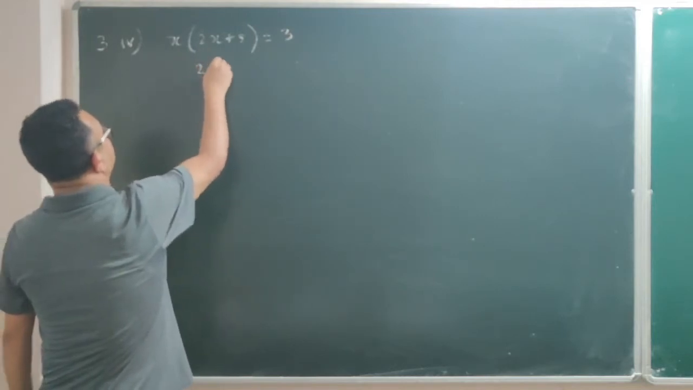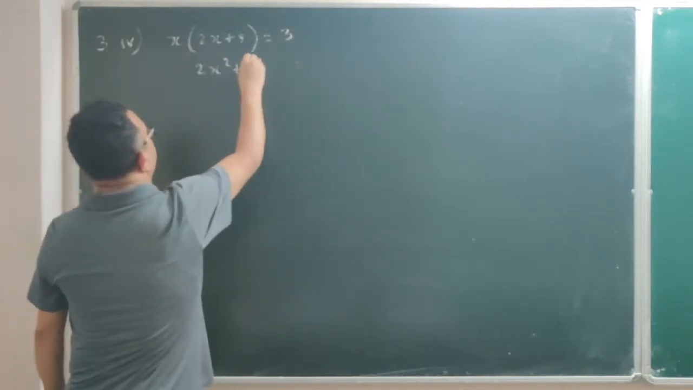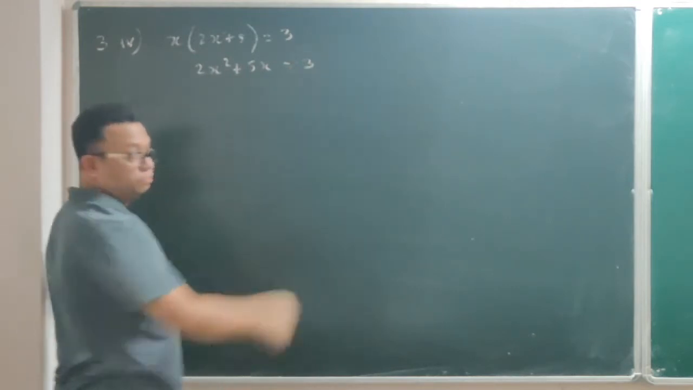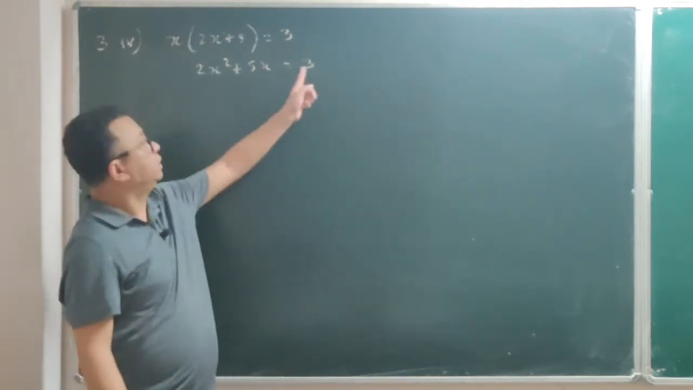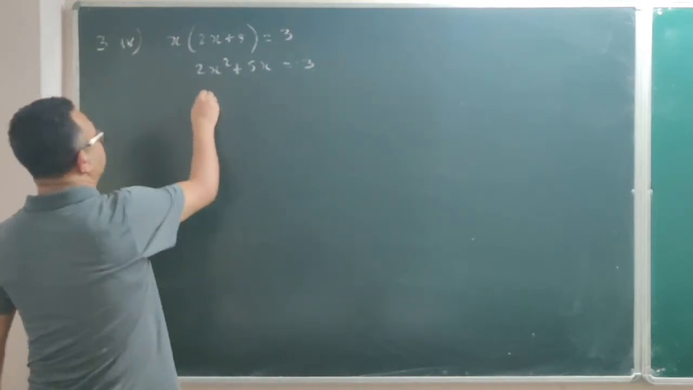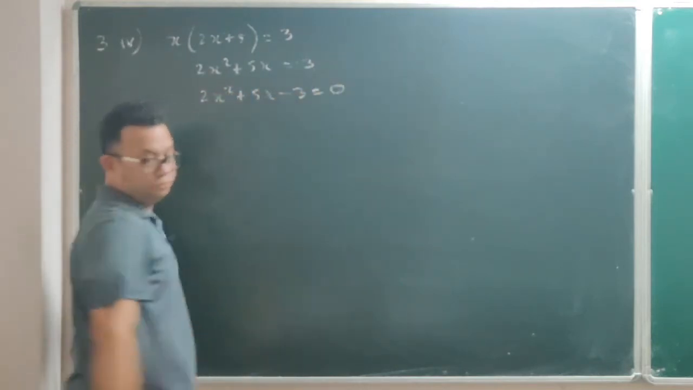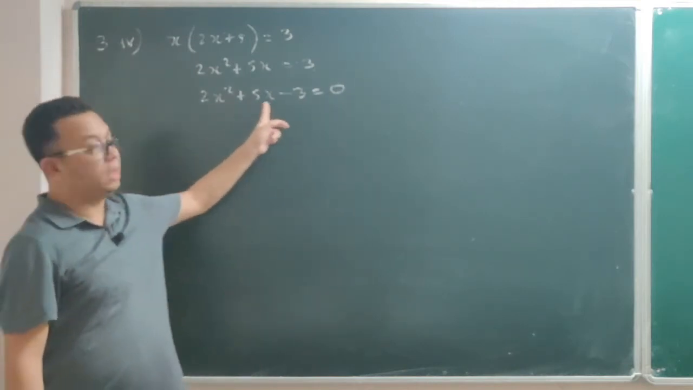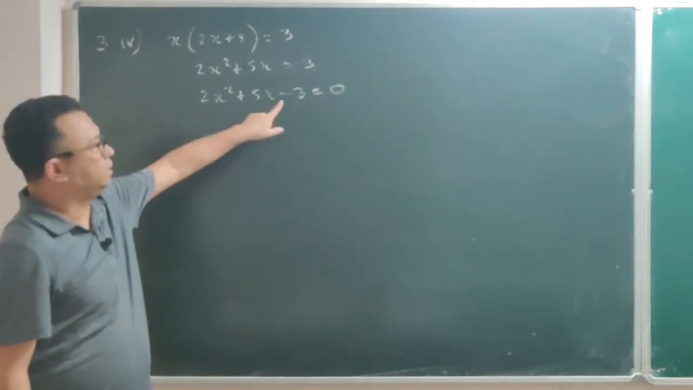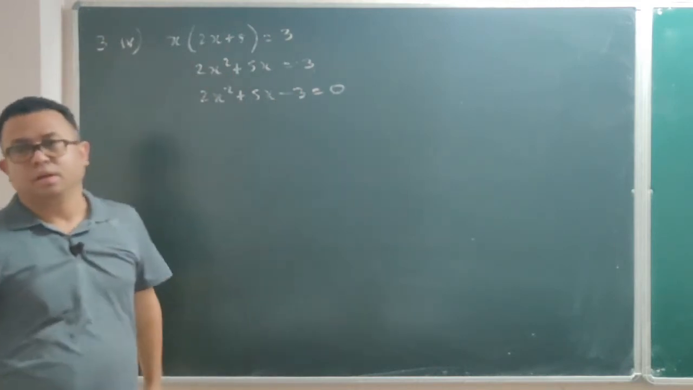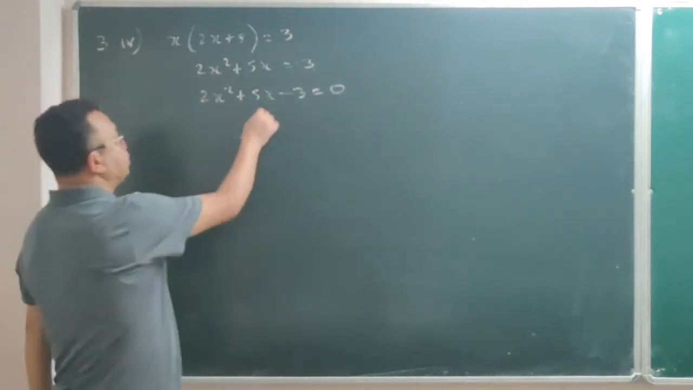X into 2x is 2x square, then x into 5 is 5x equal to 3. It is not arranged because I have to get equal to 0. As I have to get equal to 0, the 3 must be brought to the left side. So it is 2x square plus 5x minus 3 equal to 0. So now you can see I have arranged it as ax square plus bx plus c. Not necessarily that it is plus, you can call it plus minus 3. So I have arranged. Now I need to split the middle term.